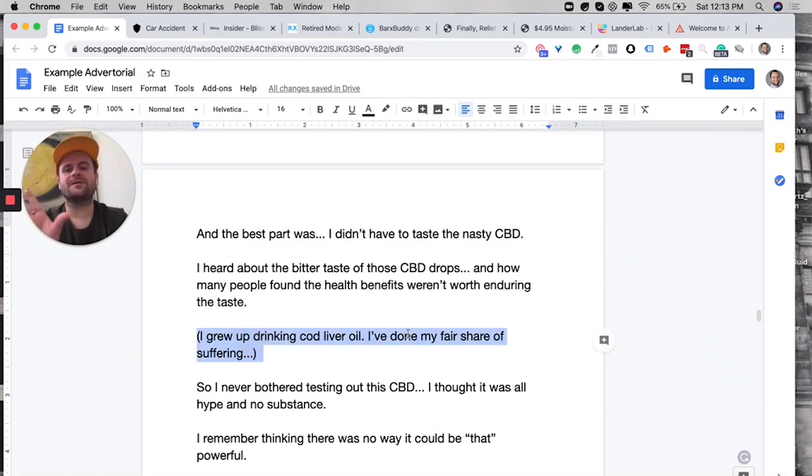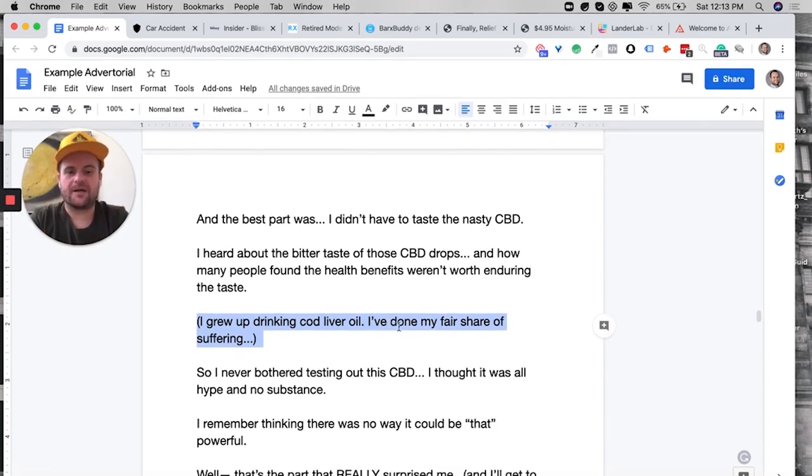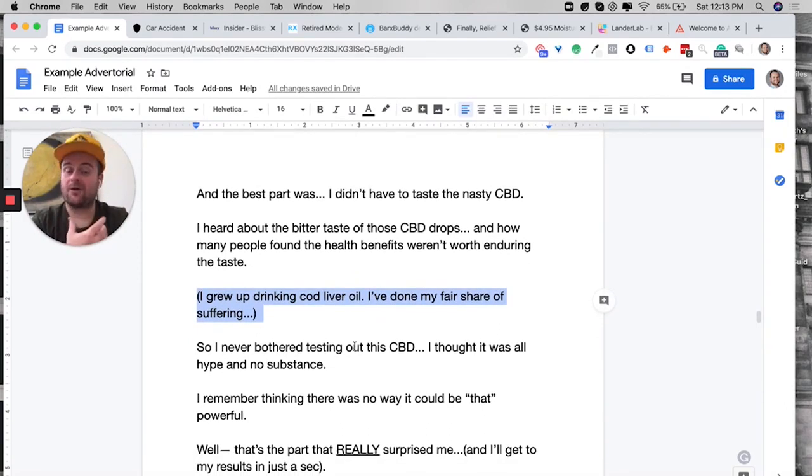And I even use a little bit of language for that personality for the demo. I grew up drinking cod liver oil, because it's definitely for that demo. I've done my fair share of suffering, basically saying like, oh, I don't want to taste this. This is gross. And older individuals definitely have an issue with taste because taste buds are starting to decline. They have a hard time drinking water. They don't have the will or the want to drink water. They don't feel thirsty like they used to. So taste has become a huge thing. That's why a lot of seniors tend to want really sweet things, because it's powerful. They can taste it. But if it's something like this, it's strong and gross.